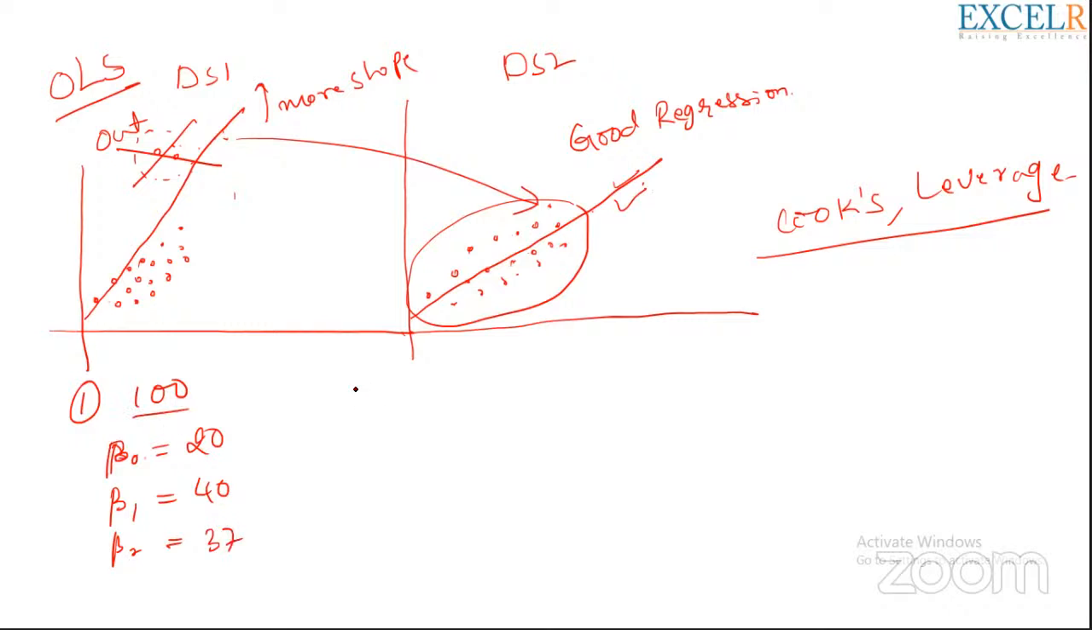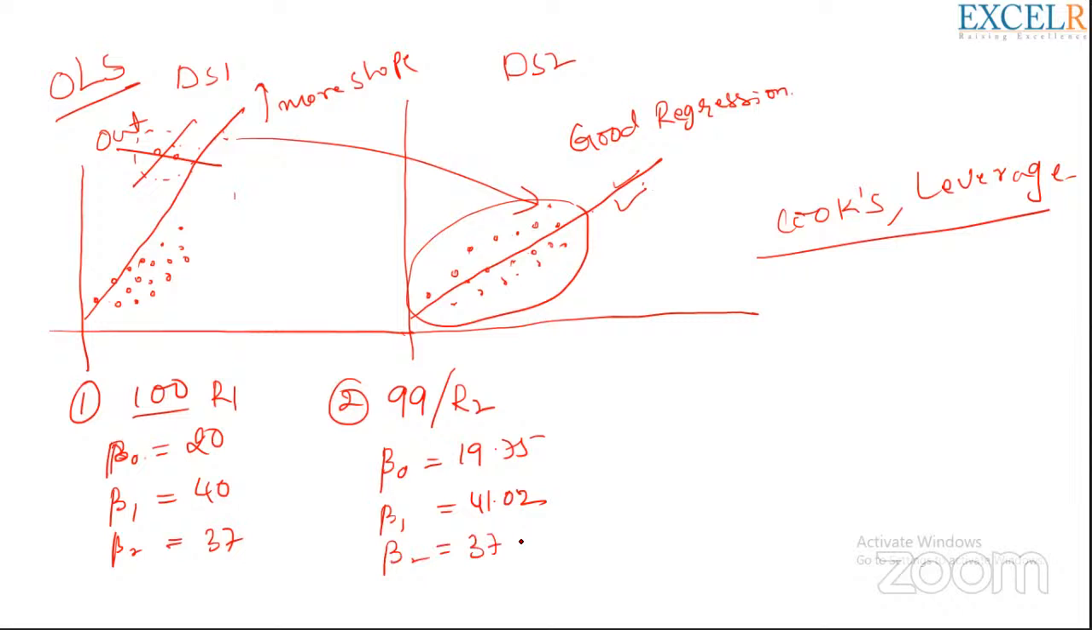Now what we do is, this is regression equation 1, for example. So I have removed one data point. With the remaining 99 data points, I have built a regression equation 2. And with that, the values are beta naught is 19.75, beta 1 is 41.02, beta 2 is 37.05, right?